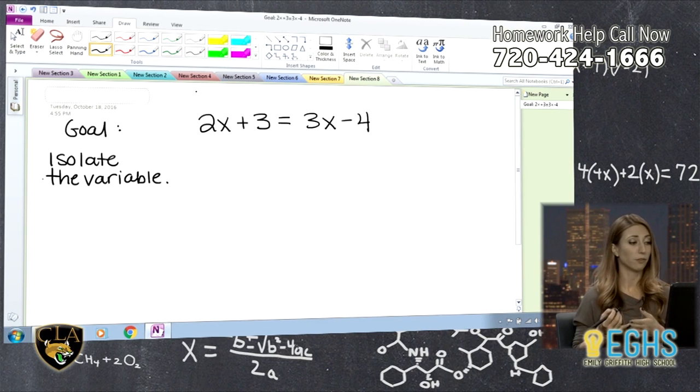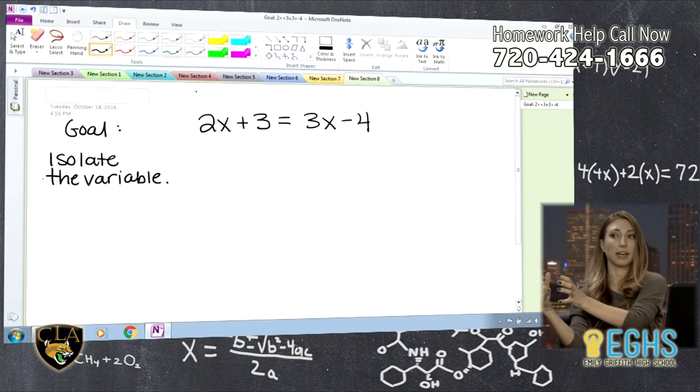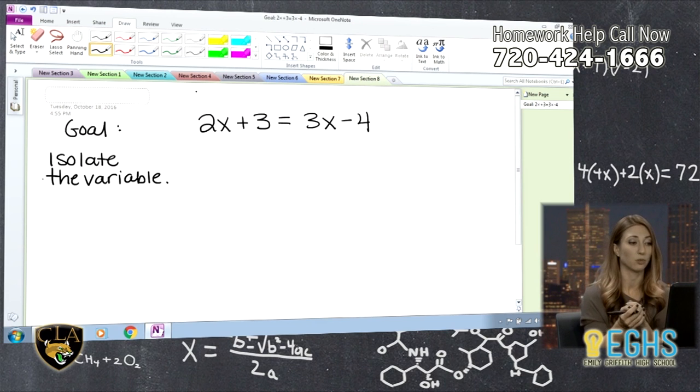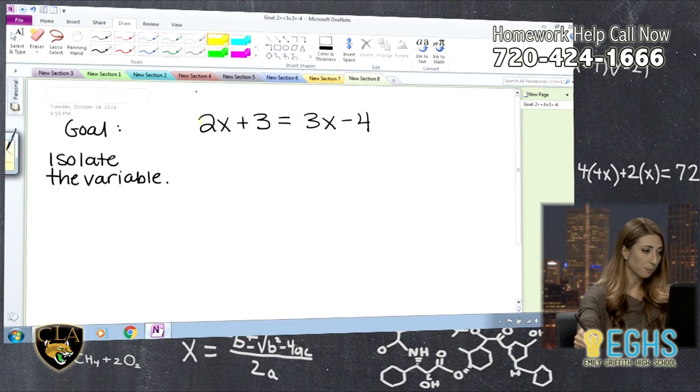My rule of thumb, if you're isolating the variable, is to get our variable all to one side of our equation. You might notice in this equation we have variables on both sides. We have the 2x on the left and the 3x on the right. To isolate that wouldn't be easy because we have two of them. So we want to move them over to one side and then move all of our constants, the numbers without the variables, to the other side so that our variable is by itself.